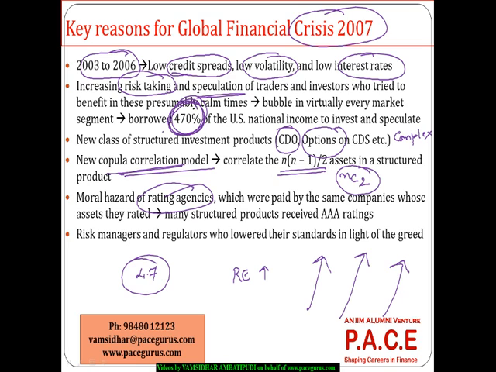And even the managers, regulators, everyone lowered their standards. The banks got into subprime lending, so they completely lowered their standards with respect to understanding the credit risk of each of the borrowers. Across the board, the investors also lowered their standards and got into investments whose ratings were not up to the mark.